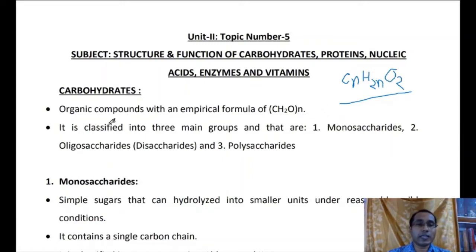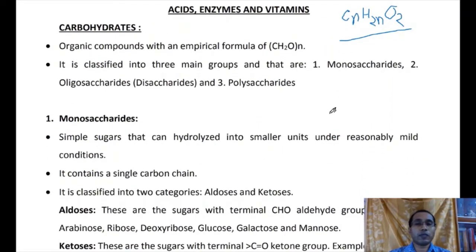Next, carbohydrates are classified into three main groups: monosaccharides, oligosaccharides and polysaccharides. First of all, we'll discuss saccharides. Saccharide means sweet taste; this is where the term comes from. Mono means a single monomeric unit of carbohydrate present in the system, monosaccharides.